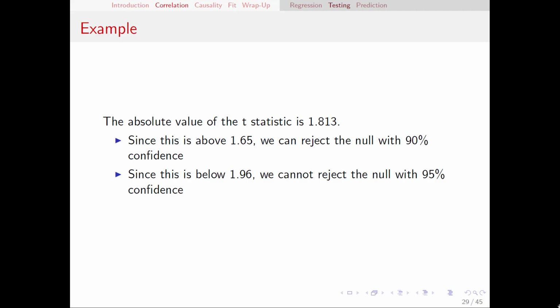To finish up this test, we need to think about the critical values and whether or not our t-statistic exceeds those. First of all, we need to take the absolute value, so we get 1.813, and now compare that with the critical values from the standard normal distribution. For a 90% confident rejection, we need our t-stat to be above 1.65. That's true, so we can reject our null with 90% confidence. But this number is below 1.96, so we cannot reject the null with 95% confidence. This, of course, also means that we can't reject at 99% confidence, since we would need 2.58.